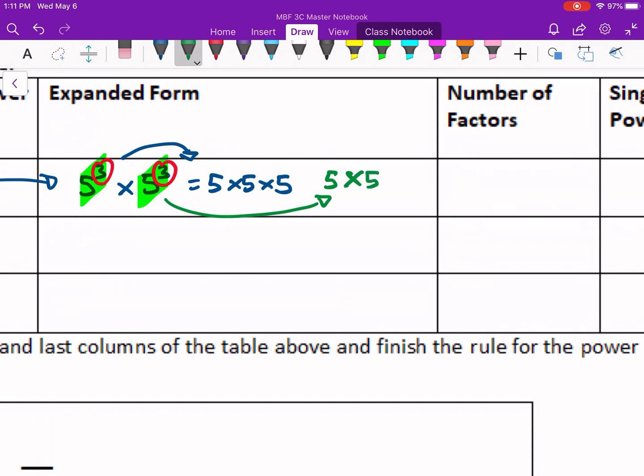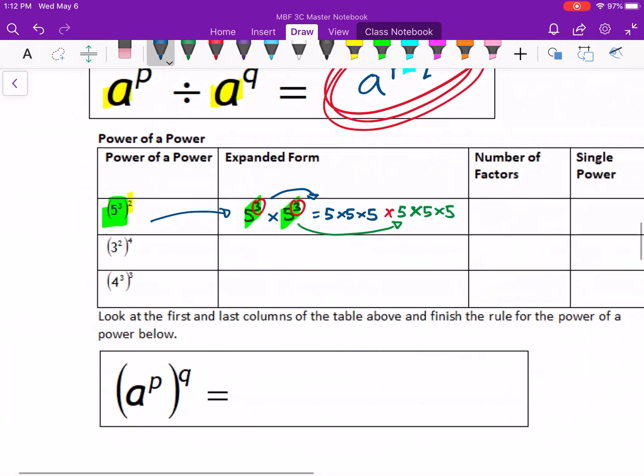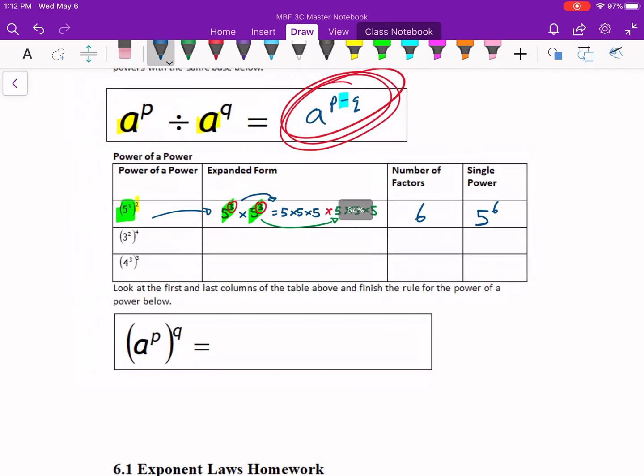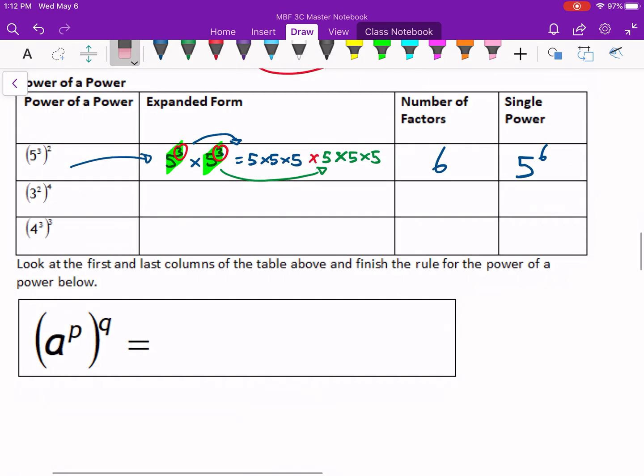Really, we're just going back to the multiplication law, right? But we had a step before we got to the multiplication part, and that step was to realize that we can multiply powers times themselves as well. So we got 6 factors. It combines to a single power of 5, the base was 5, to the 6. Okay, so for this next one, that means we got 3 squared times itself 4 times.